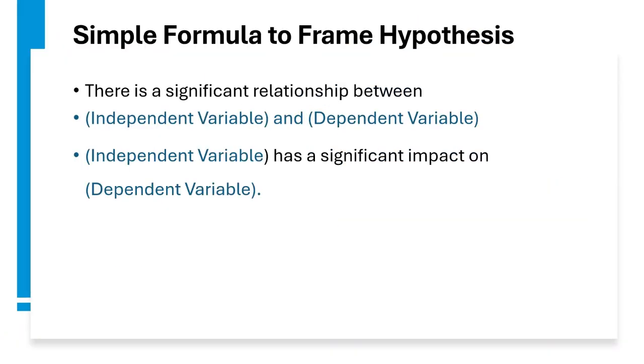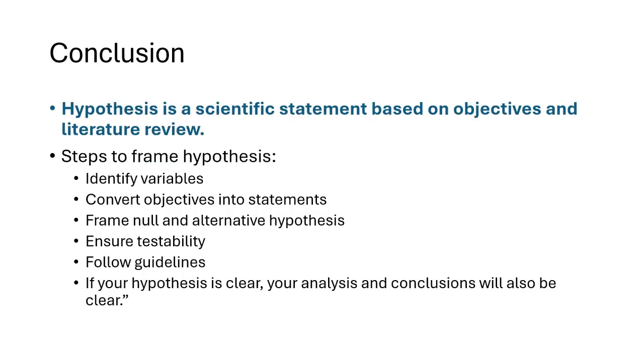So here is a simple formula to frame hypothesis. There is a significant relationship between, write down independent variable and write down dependent variable. Independent variable has a significant impact on dependent variable. So if you are able to find out dependent and independent variable, it will be very easy for you to frame hypothesis.